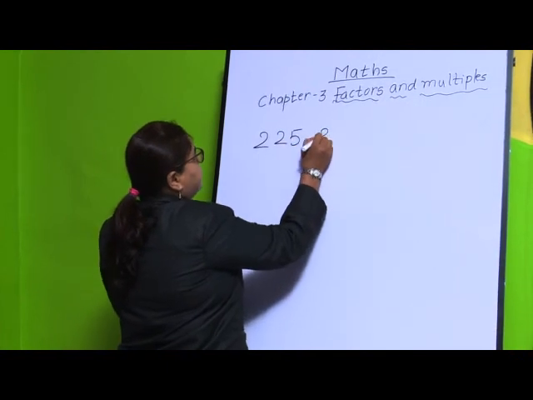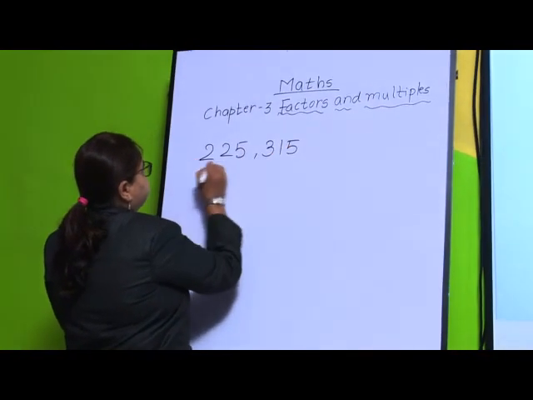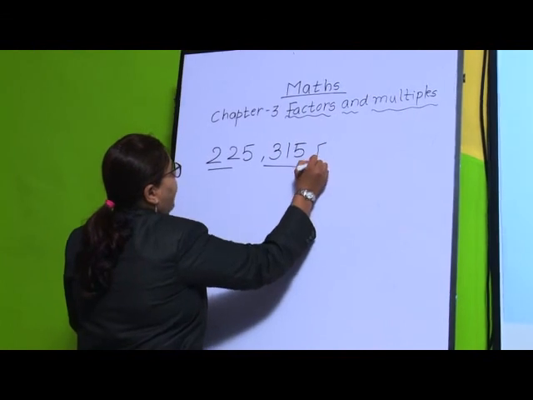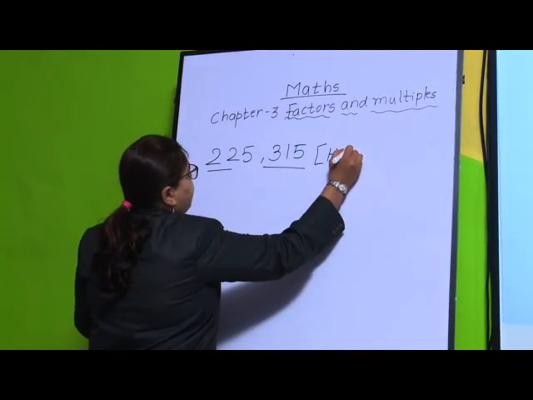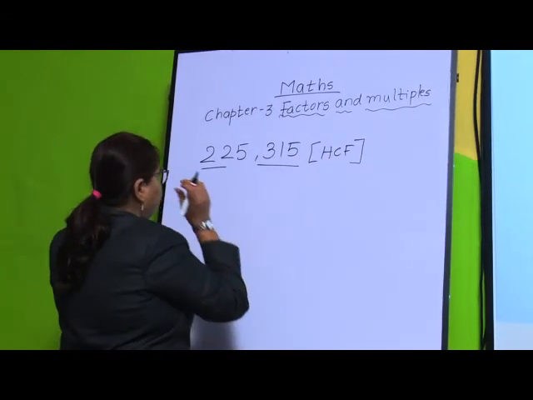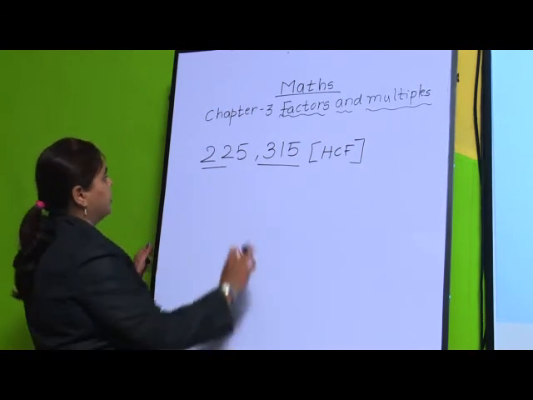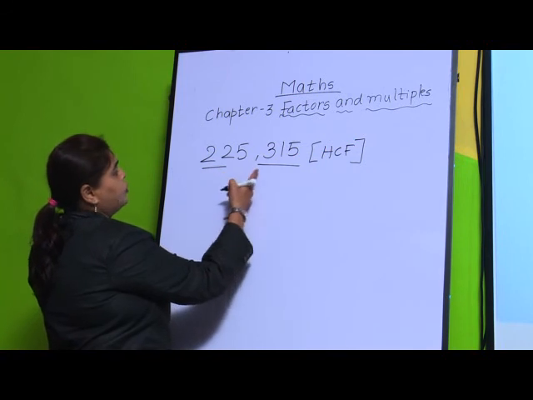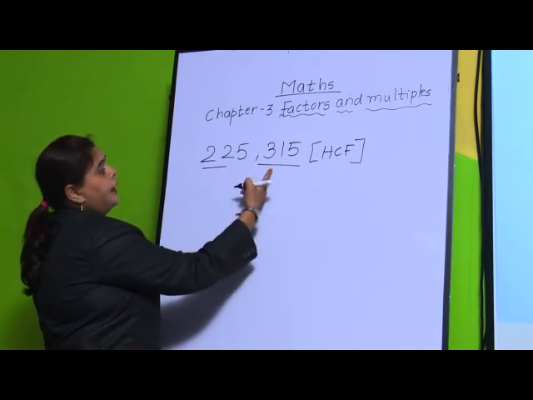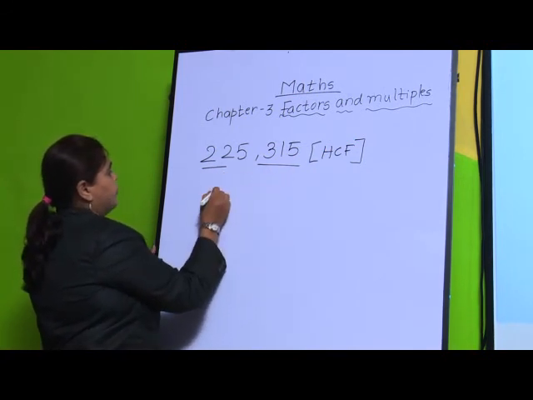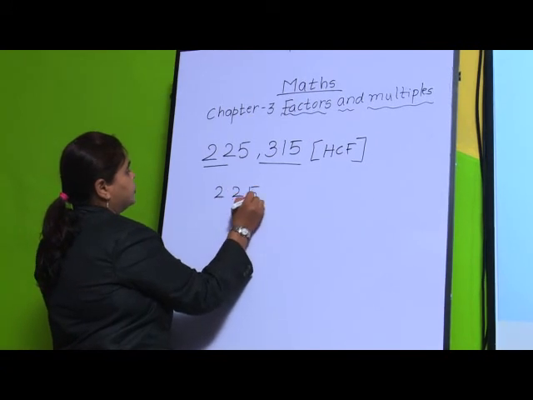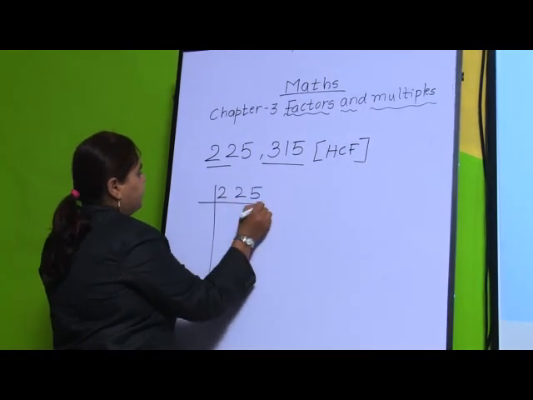225 and 315. What we have to do? We have to find HCF, that is the highest common factor. So, what will be the HCF of this? How to start? We have to find out the factors of 225 and 315. So, we will start finding the factors of 225.